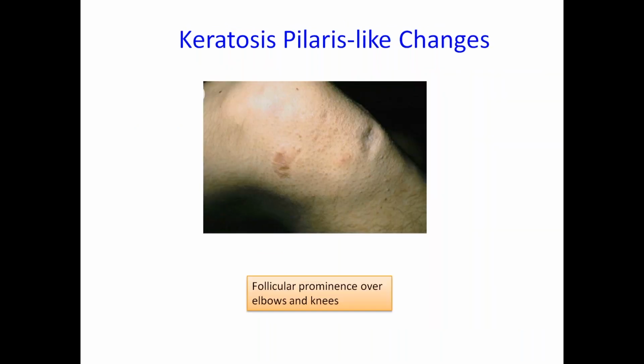I put this in just really for completeness. It's a sign that we just sometimes see where you get these bumpy changes. This is over a gentleman's knee. You can see the scarring associated with bumpy changes, and it's occurring around follicles, and follicles is where the hair grows out of. I'm not entirely sure why this occurs, and I've not seen any good explanations for it, but I've seen it over elbows and knees and over the buttocks as well. It may be something to do with the collagen abnormality around hair follicles.